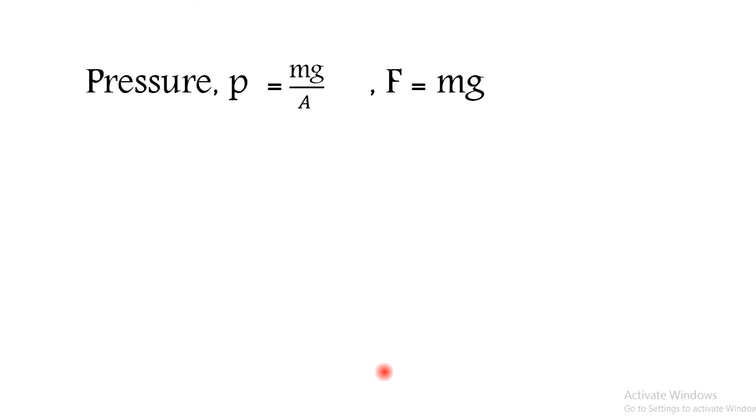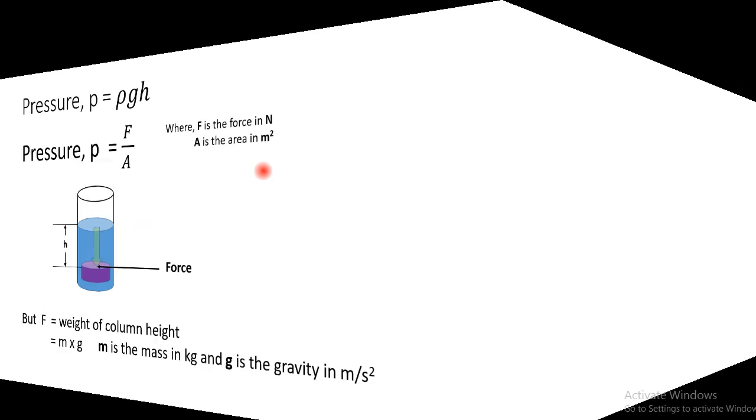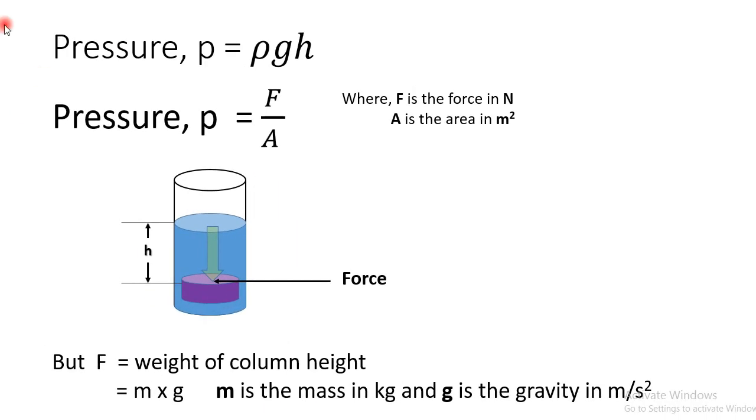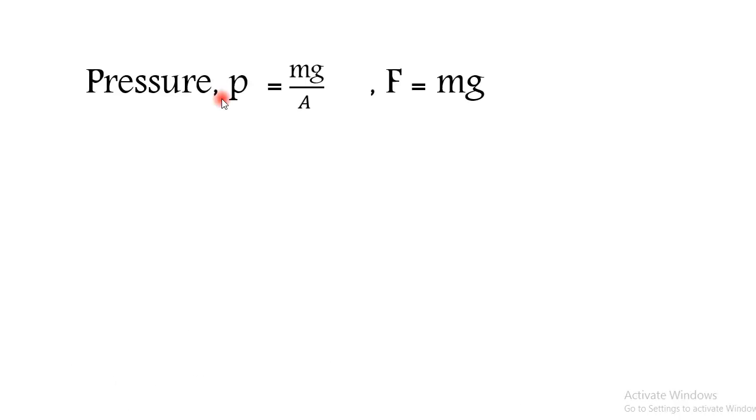Then, since we have F over A in the formula, we are substituting mg for F. So we have pressure is equal to mg over area, where in this case F is equal to mg, or mg is equal to F.